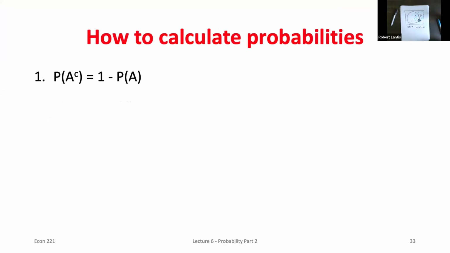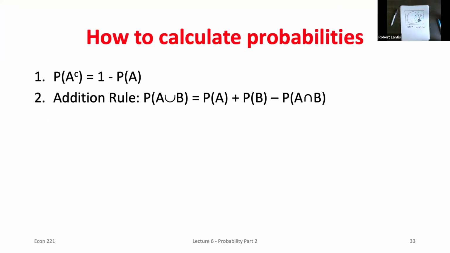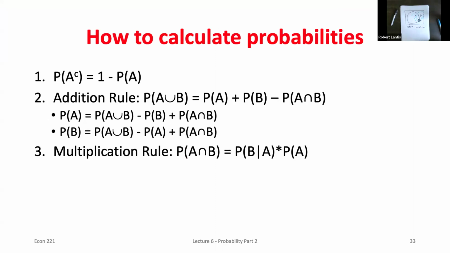So kind of a summary of our rules. We had that complement rule we talked about in the last video, the addition rule. We now have our multiplication rule. And we can write it two different ways, right? I can write it as I'm looking for the probability of intersection. That's my conditional probability times what I'm conditioning on.